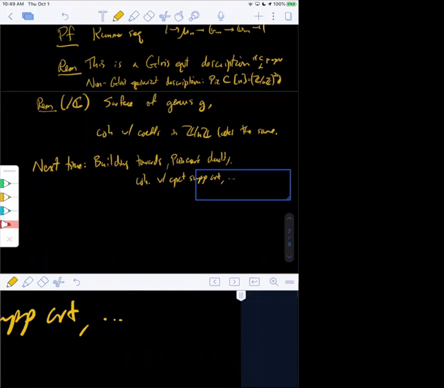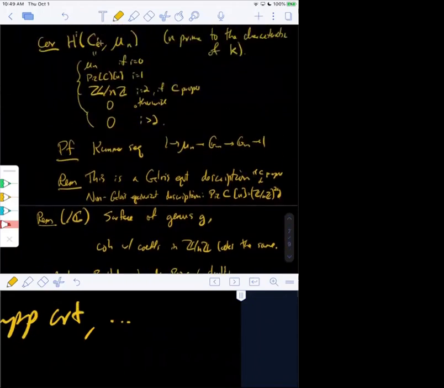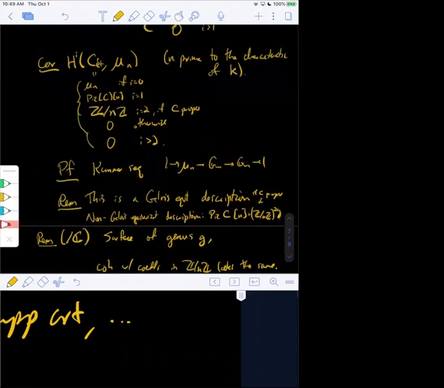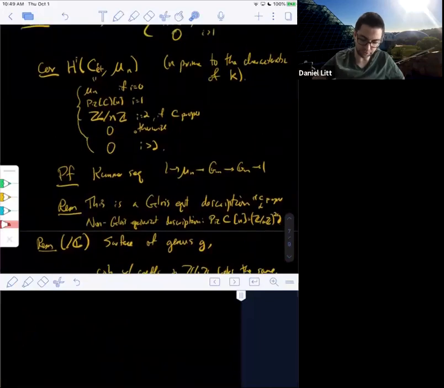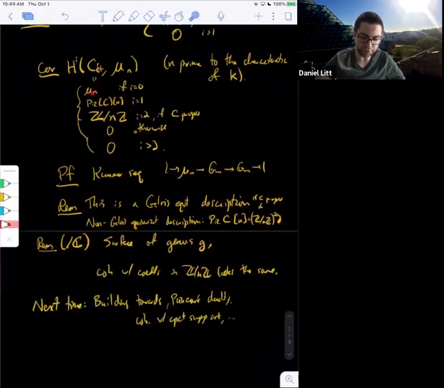I have one question. Go ahead, Peter. Can you scroll up a little bit? In the cohomology of curves, in degree i equals 0, you write mu n, but for i equals 2, you write Z mod nZ instead of mu n. Is there a difference between them? Yeah, so the difference is the Galois actions. This is what I was remarking on in this remark. These are the roots of unity.